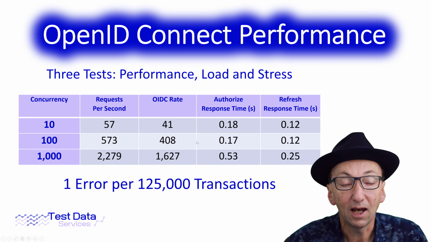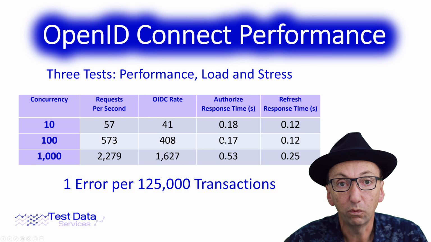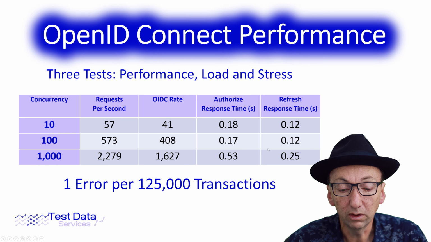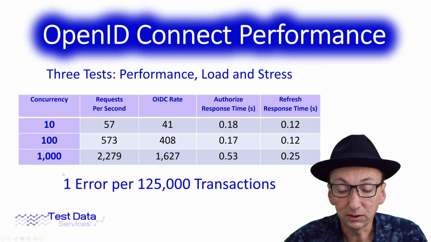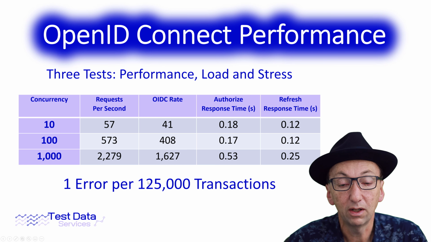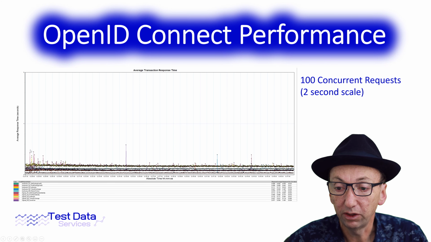The performance up until we started to hit our capacity was very good, averaging well under 0.2 seconds per call. But even with a concurrency of 1,000, we only slowed down to about half a second, which is pretty good. Now, the best part, though, was that we got one error per 125,000 transactions, which is a really good error rate. What the performance looked like is shown in this graph.